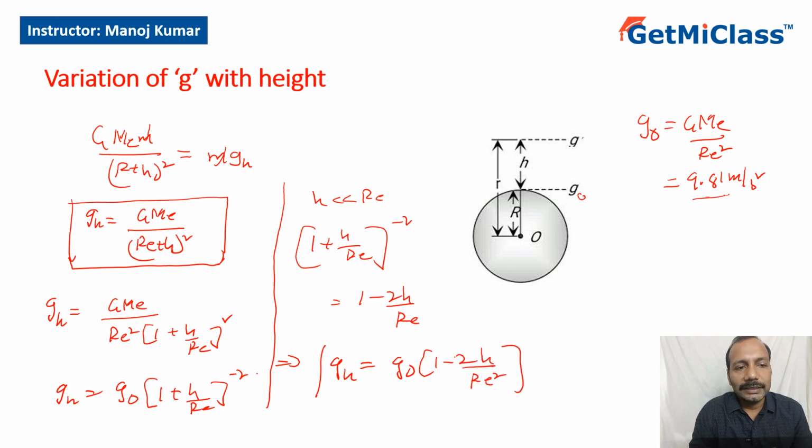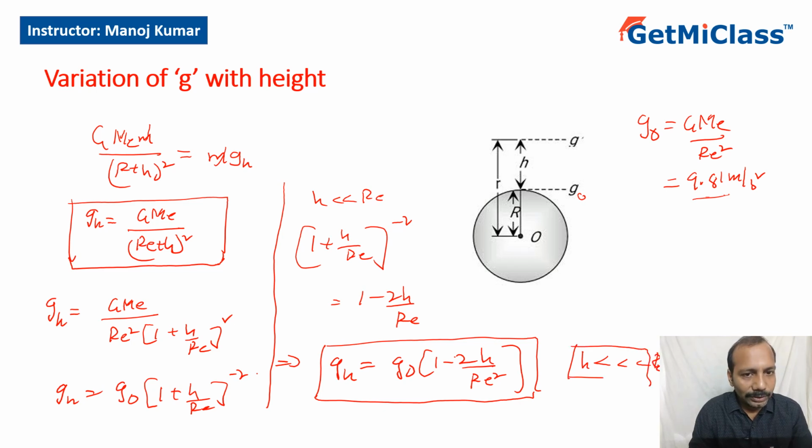Now again, this one is strictly applicable when h is very much less than the radius of Earth. So remember that, and don't try to use it everywhere. Only use it when the height is given to be very small. One common question that we have seen coming in exams is: find the height at which acceleration due to gravity is 0. If I apply this formula, I'll get h equal to how much?